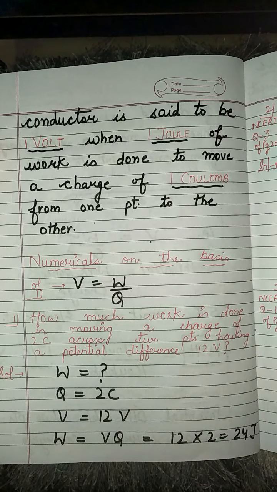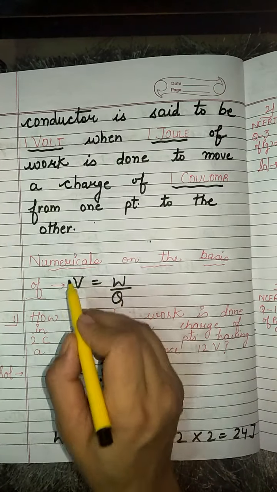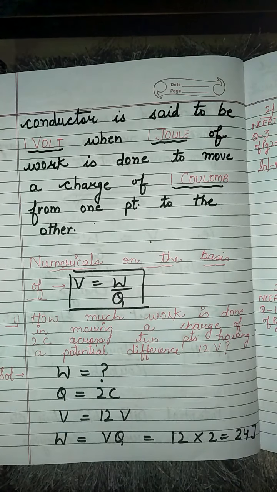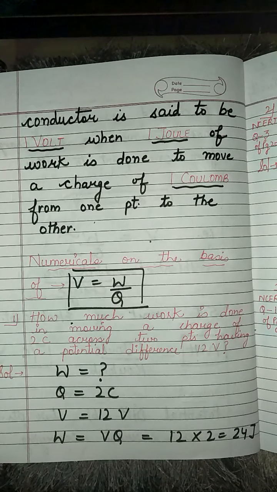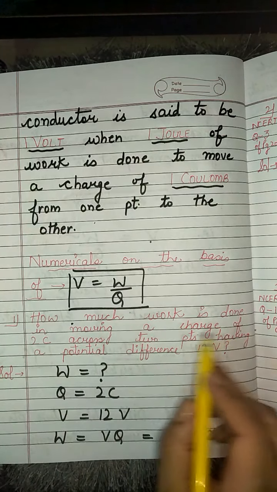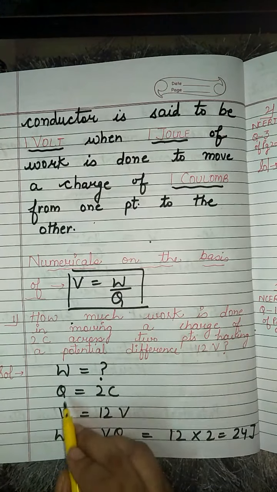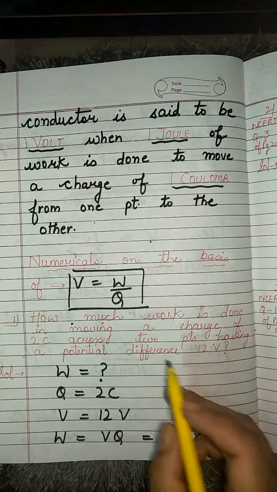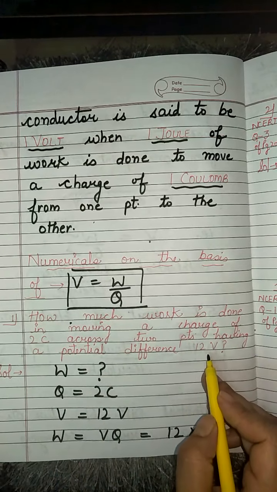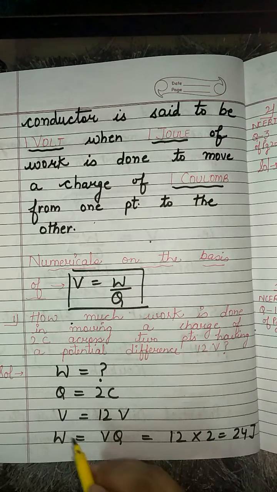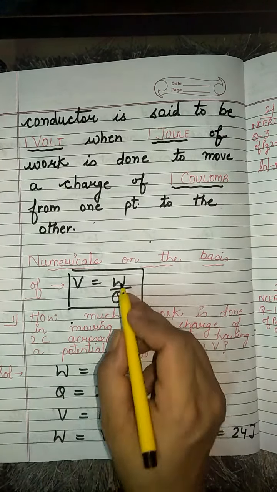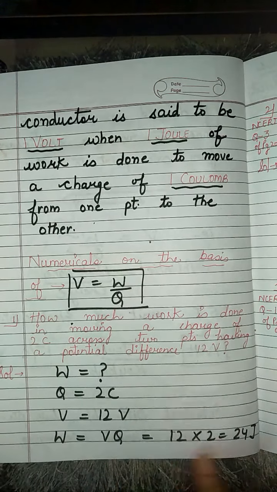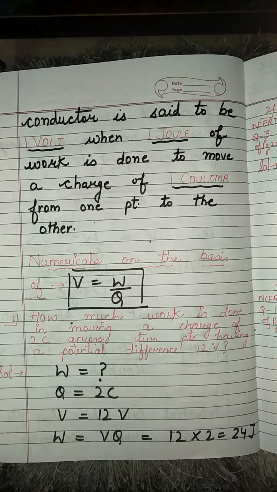So simple numericals I have discussed on this formula. V is equal to W upon Q. Just see how much work is done, means W we want to find out, in moving a charge of 2 coulomb, Q is equal to 2 coulomb, across 2 points having a potential difference of 12 volt. So W is equal to V into Q, which comes out to be 24 joules. Very simple question, important also.